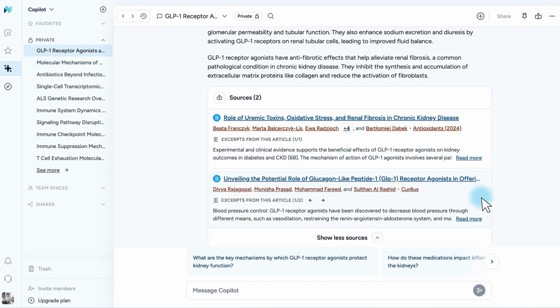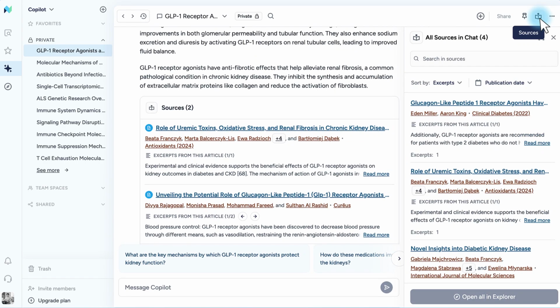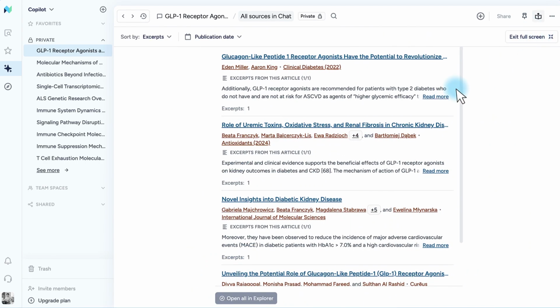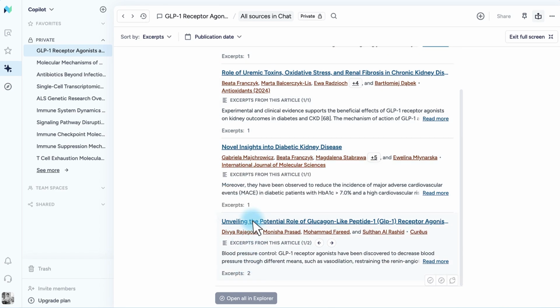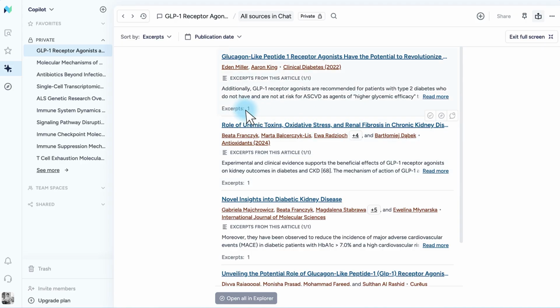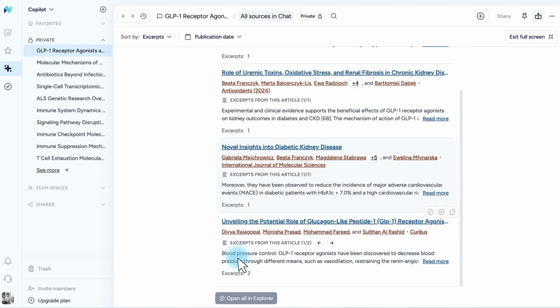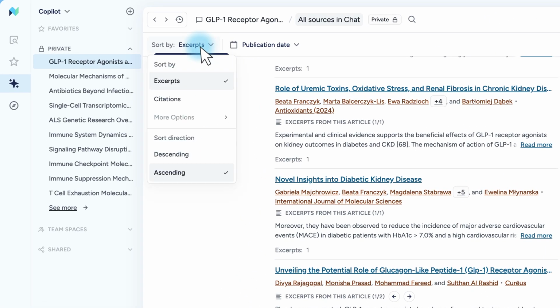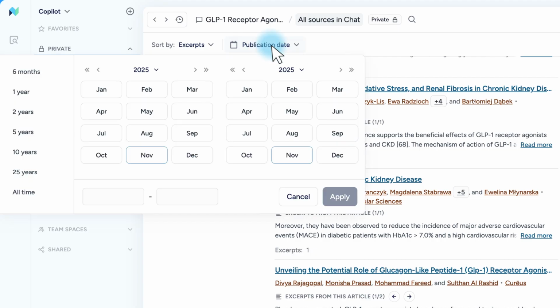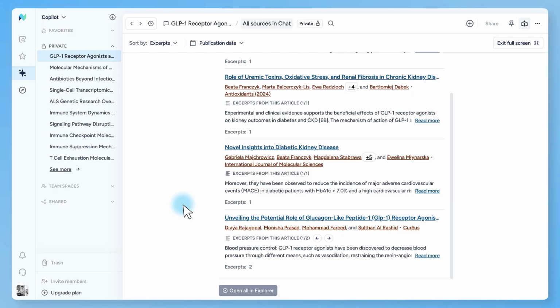And so the easiest way to really look at all of the sources together is to open up a dedicated sources pane. The dedicated sources pane not only has each individual research article throughout the context of this discussion, but it also details the specific number of excerpts from each research article that were used. You have some sorting options here, as well as some time-based filtration options if you are only looking for research articles published within a certain range.